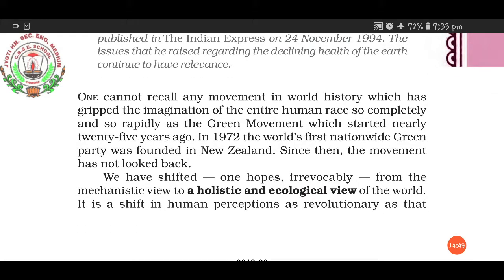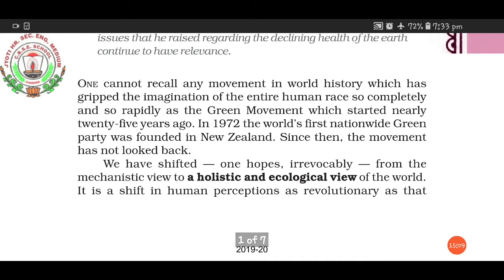One cannot recall any movement in world history which has gripped the imagination of the entire human race so completely and so rapidly as the green movement which started nearly 25 years ago. In 1972, the world's first nationwide Green Party was founded in New Zealand. Since then, the movement has not looked back.